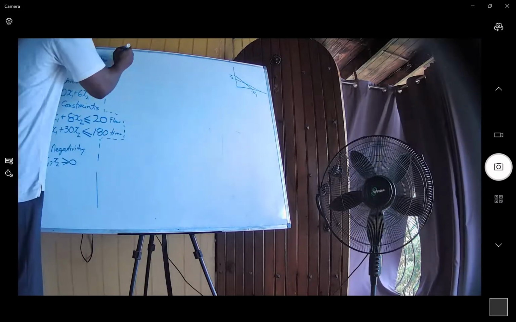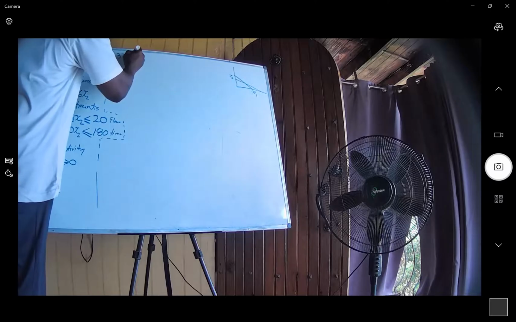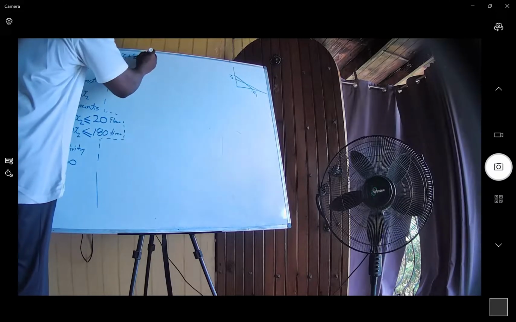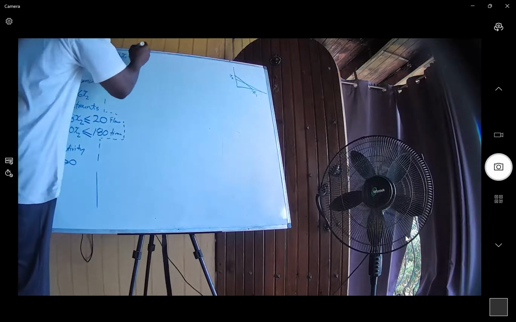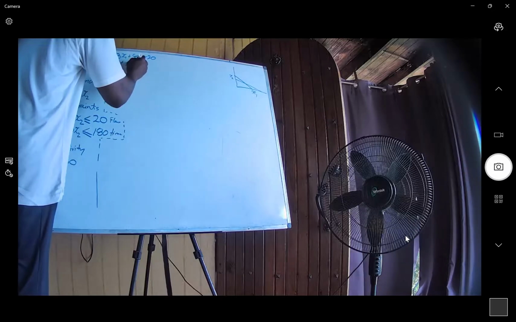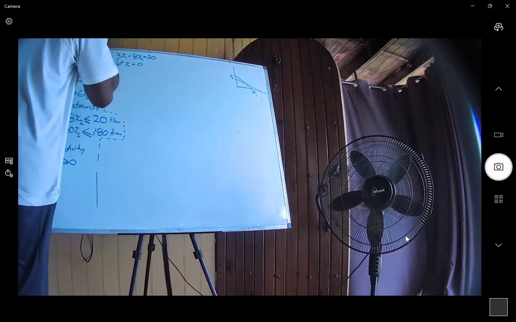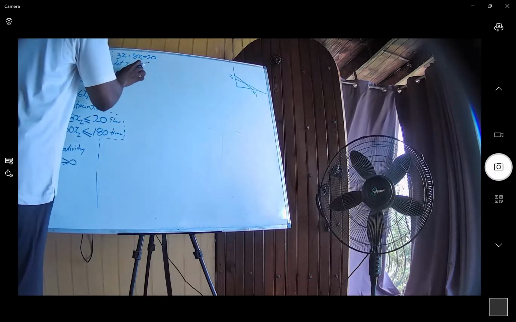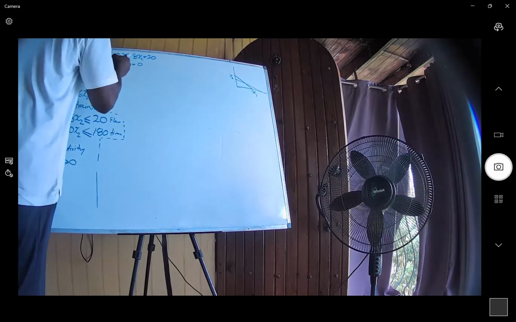So first equation, 3x1 plus 8x2. I'm going to turn it into an equation now, equals 20. Again, the usual, let x1 equals 0. This is the first principle in solving for the coordinates to plot the graph, right? So we let x1 equals 0.